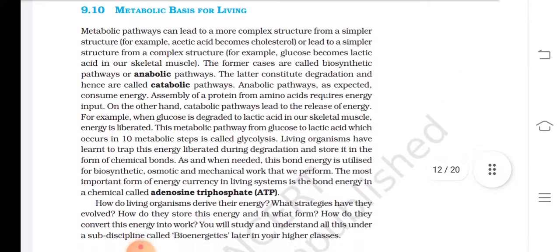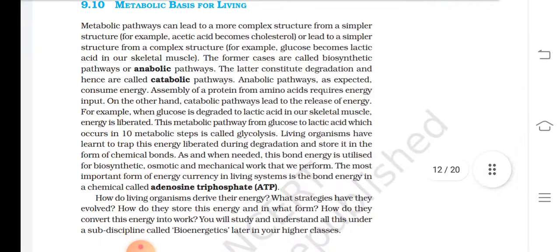9.10 Metabolic basis for living. Metabolic pathways can lead to a more complex structure from a simple structure, for example, acetic acid becomes cholesterol, or lead to a simpler structure from a complex structure. The former cases are called biosynthetic pathways or anabolic pathways. The latter constitute degradation and hence are called catabolic pathways.